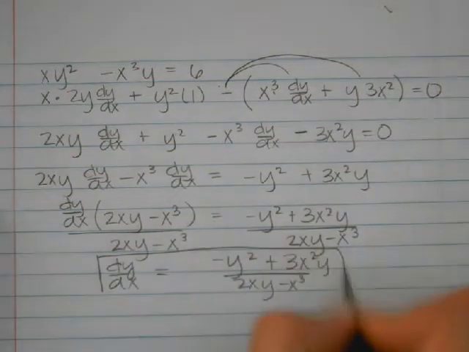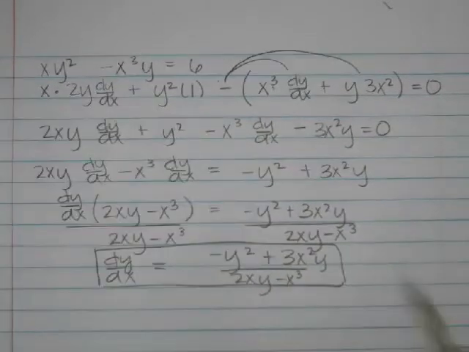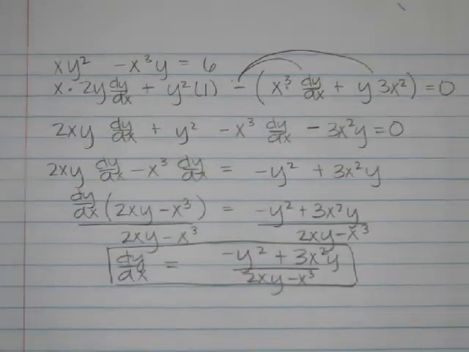Part A is done. So part B says find all the points, that's a typo, all the points on the curve whose x-coordinate is 1, and write the equation for the tangent line. That's our favorite, right? We just love tangent lines. Okay, so that was part A.